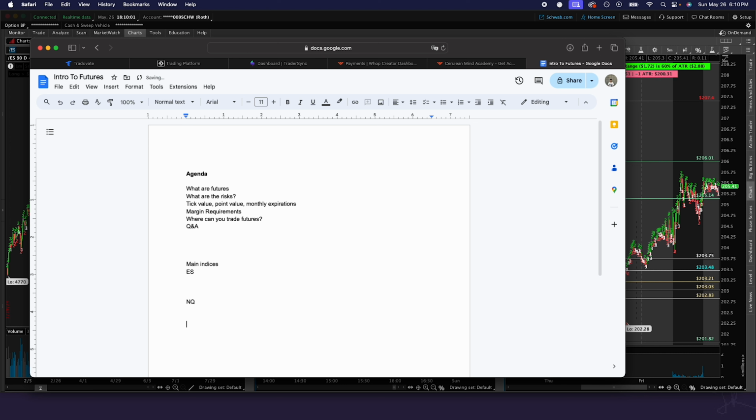So for ES, and actually before I continue, every index or futures product has different tick values, point values, etc. The monthly expirations tend to be the same. I think oil has different ones, if I recall correctly, but I'll show you guys an example in a bit. So for ES, it moves in increments, so the tick value in this case is $12.50.